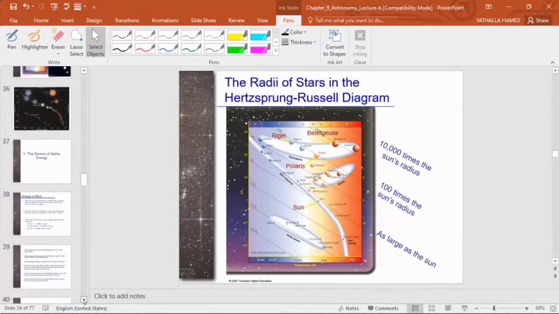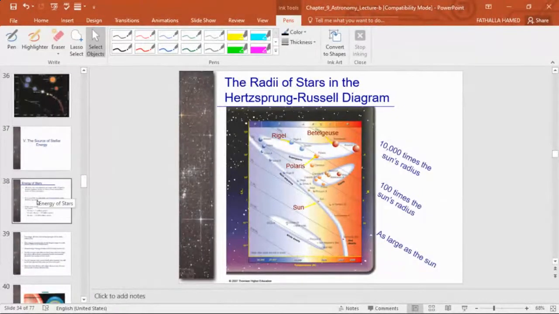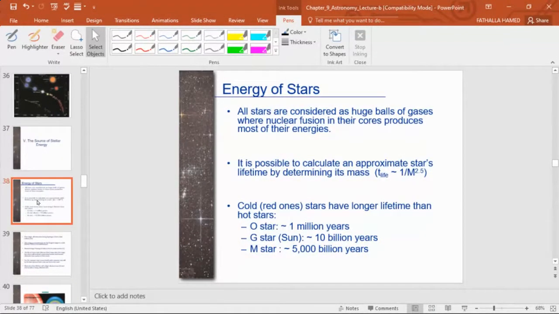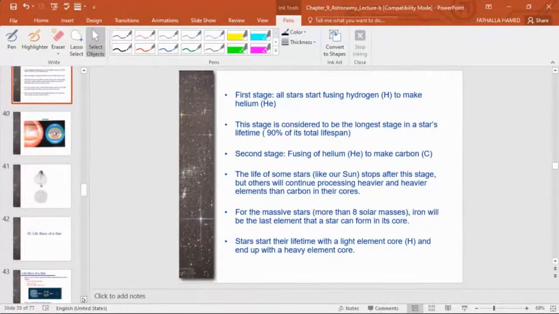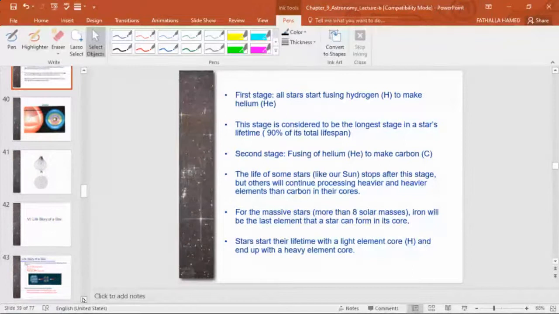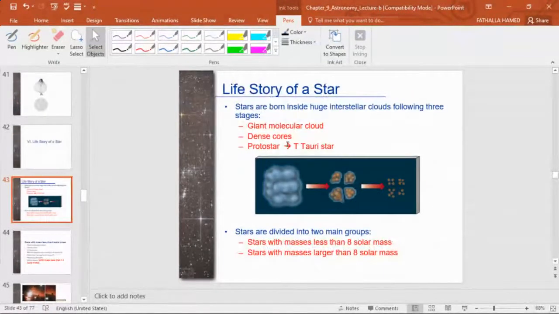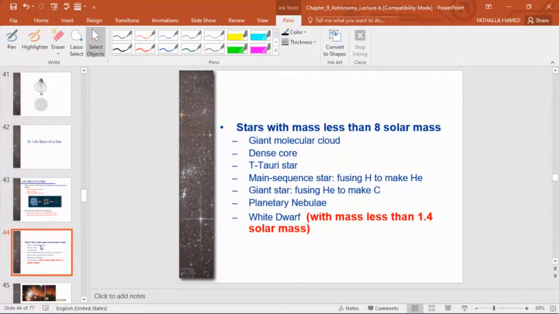And then we talked about how stars basically generate energy. We said they generate energy in the same way as what we did in chapter number 8, through nuclear fusion. And then we talked about stars: they come into existence and they depart, and we divided them into 2 groups, stars that are less than 8 solar masses and stars that are more than 8 solar masses. And we said starting from giant molecular cloud, dense cores, and then a prototype, which is a T-Tauri, and then it becomes a star, a main sequence star, and starts basically functioning.